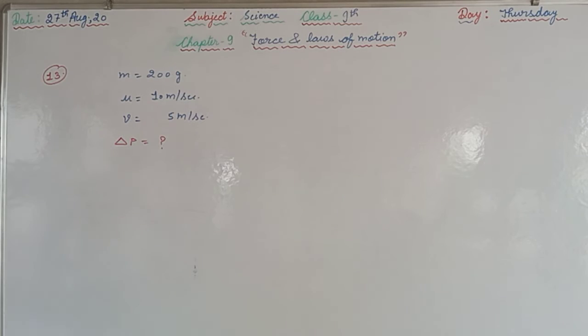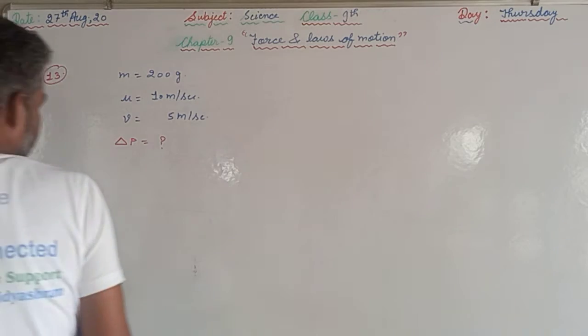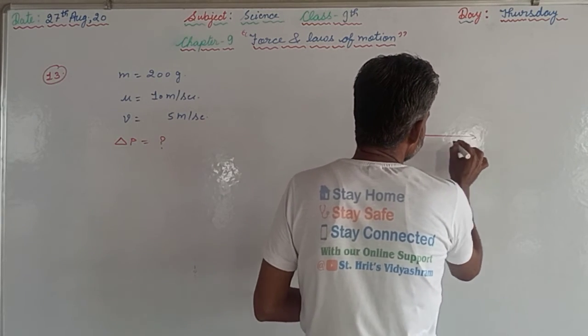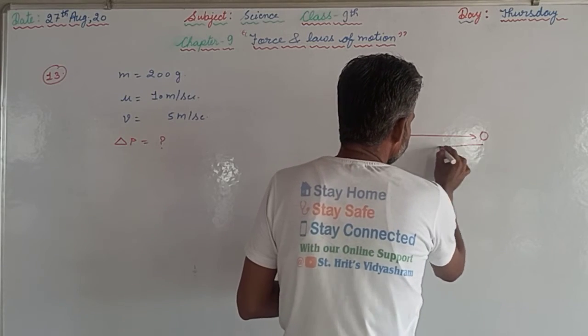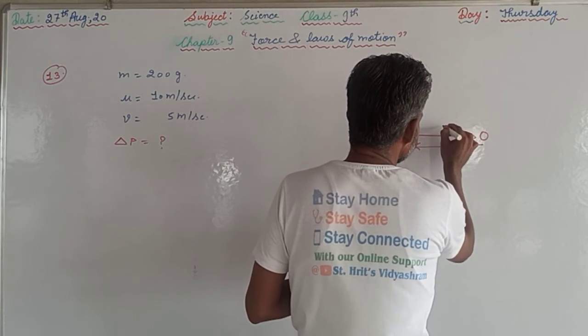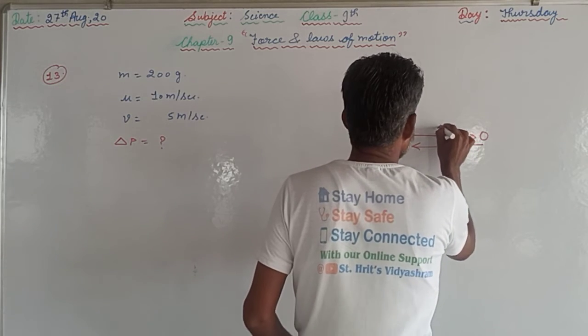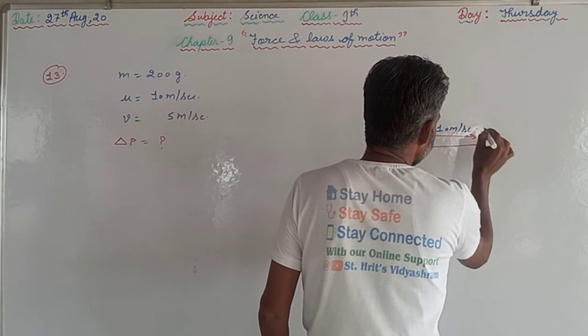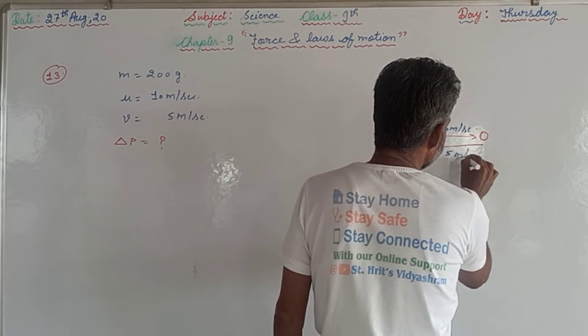So this is given in the question, but we have to read the question again. A hockey ball of mass 200 grams traveling at 10 meter per second is struck by a hockey stick so as to return along its original path with a velocity of 5 meter per second. Means if the ball was traveling in this direction, then after the strike it is traveling in this direction. If the ball was coming in this direction with velocity 10 meter per second, now it is going in the opposite direction with 5 meter per second.